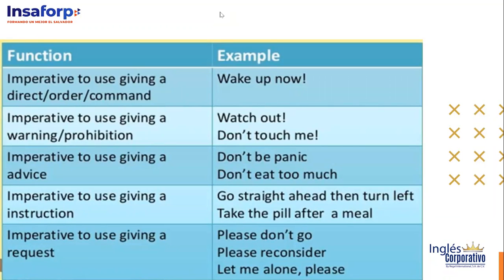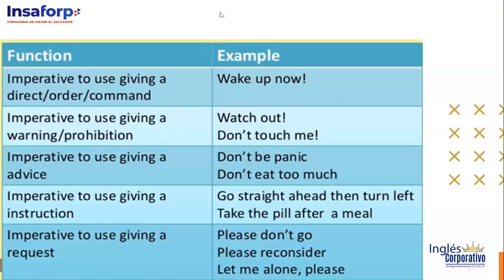That's an instruction. Take the pill after a meal. So those are instructions. Like the ones I was giving you at the beginning of the class, those also are instructions. Turn your cameras on, raise your hand if you want to participate. Turn your microphone off if you are not talking, or if you are not participating, to listen to the rest of the class properly.